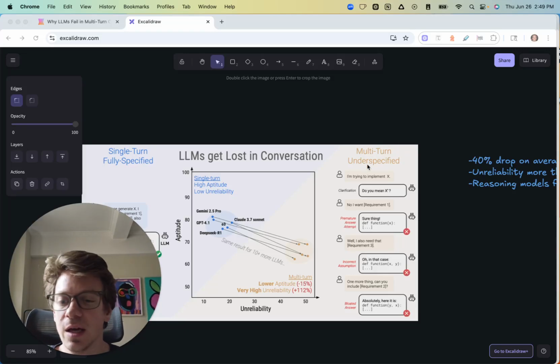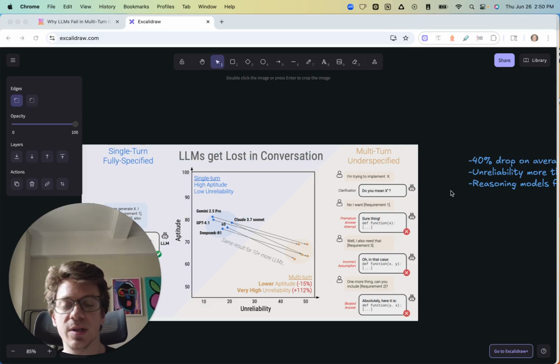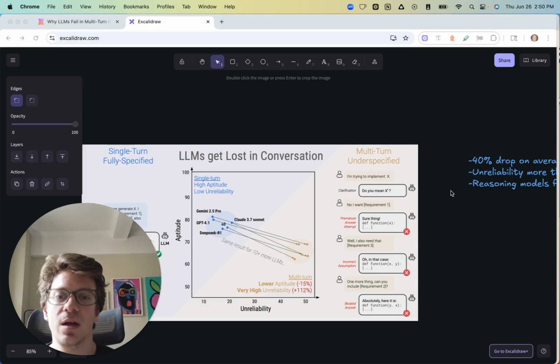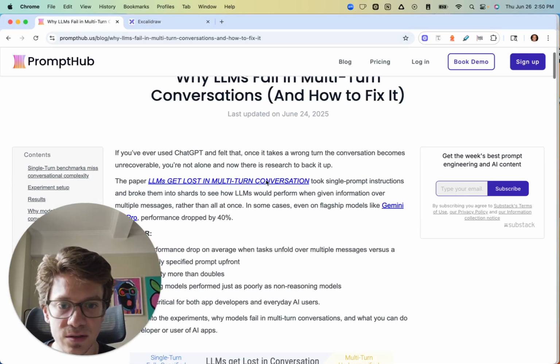Today we're going to be looking at a research paper that's really important for anyone who's working on any chatbot-based application, any agent, or someone that just frequently uses something like ChatGPT. And so, name of the paper, LLMs Get Lost in Multi-Turn Conversations, I think is the full name.